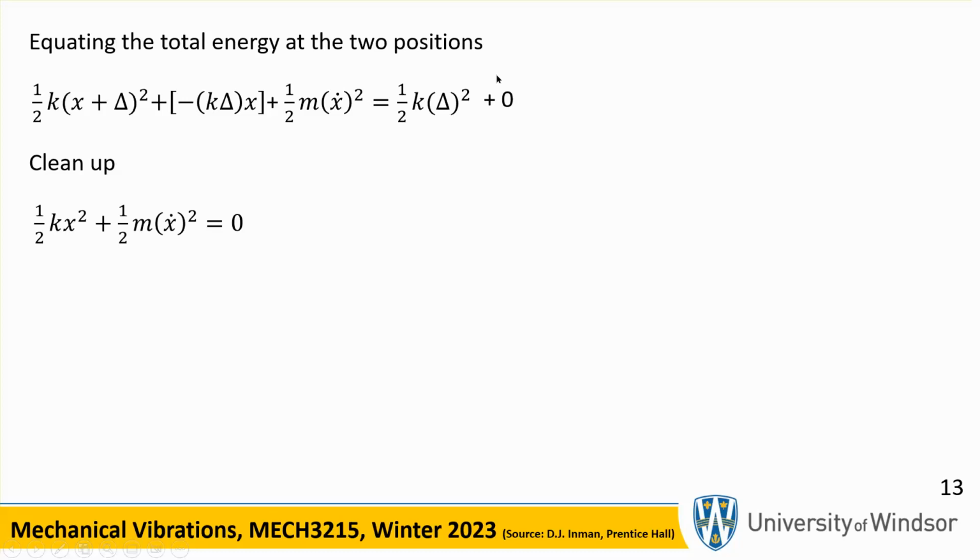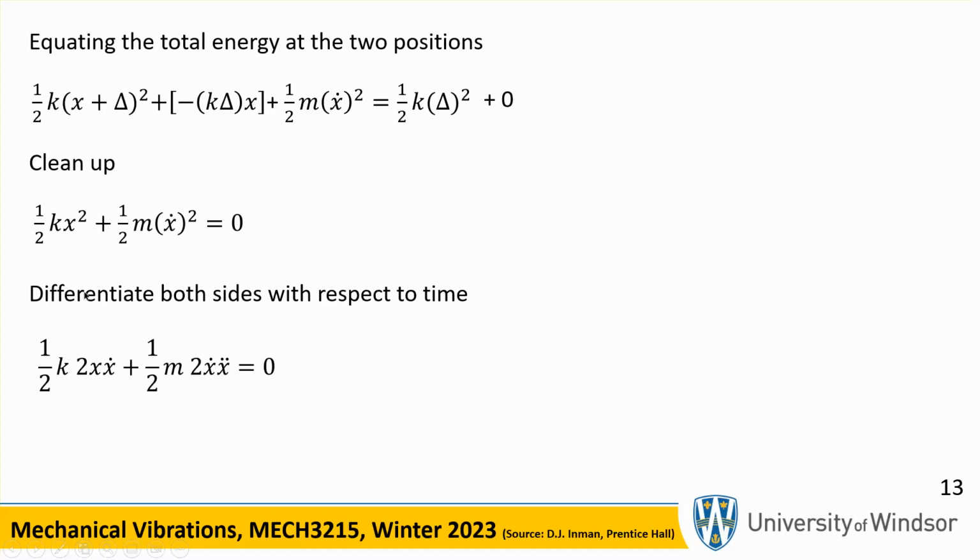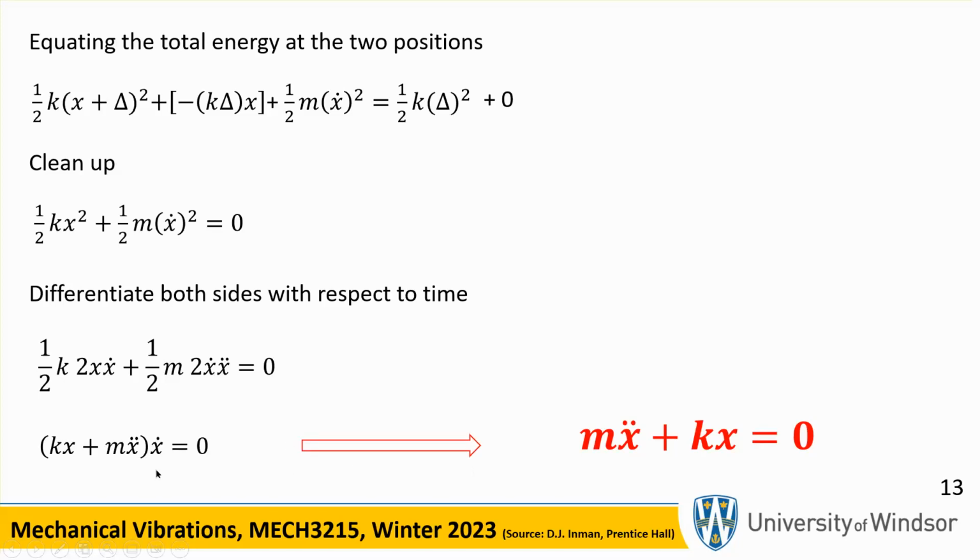The moral of the story is that if you take this and you clean it up, you're going to get that equation. Now differentiate both sides with respect to time. If you differentiate x squared, you're going to get 2x x dot. If you differentiate x dot squared, you get 2 x dot times x double dot. This is just a standard chain rule. And clean it up. The 2 and 1/2 cancel each other out, and divide through by x dot, and you're going to get your equation.